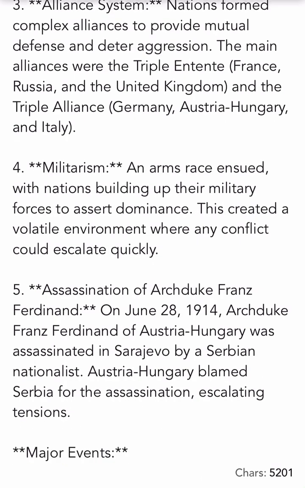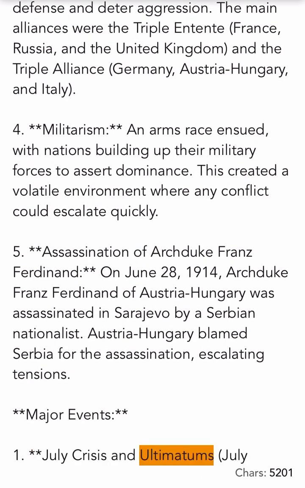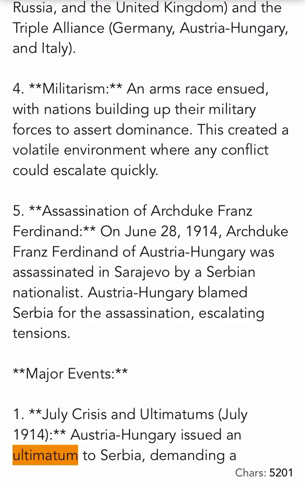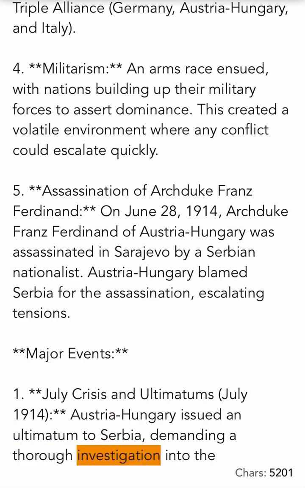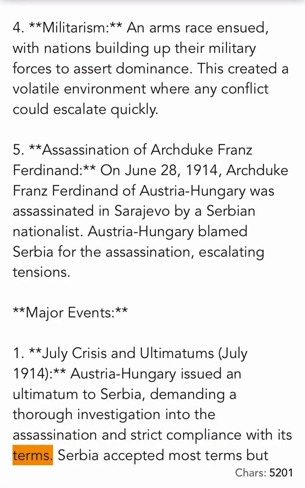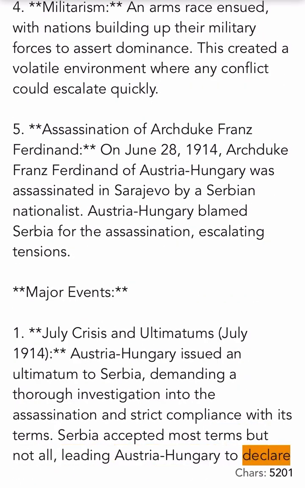Major events. 1. July Crisis and Ultimatums. July, 1914, Austria-Hungary issued an ultimatum to Serbia, demanding a thorough investigation into the assassination and strict compliance with its terms. Serbia accepted most terms but not all, leading Austria-Hungary to declare war.